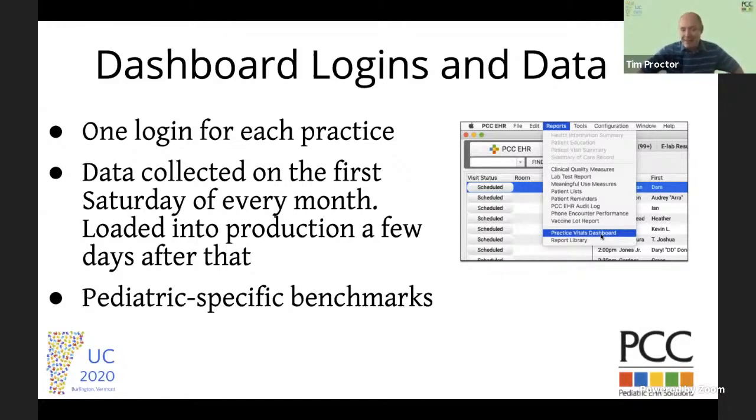Data is collected on the first Saturday of every month. So overnight on that first Saturday, we run a ton of different reports and load that into a database here at PCC. That usually takes a few days for us to load it all in and check it. So usually by the Wednesday after the first Saturday of the month is when that dashboard is updated for you. It's all pediatric specific benchmarks. So everything you see in here is pediatric specific.